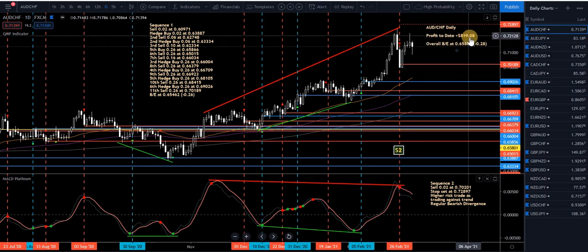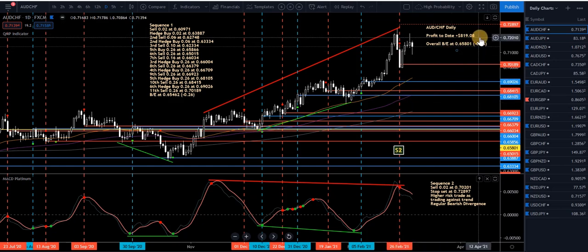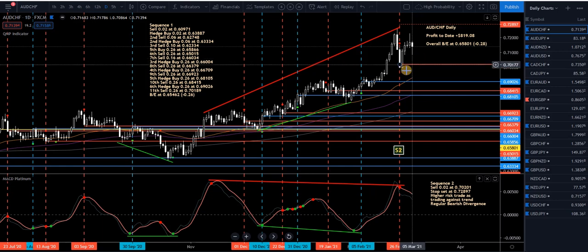You see profit to date, $819. That's since I started trading this pair, and my base lot is 0.02 lot, which is 20 cents a pip. So 819 is my total profit on this pair. It's not a pair I particularly like trading, but we're plodding along. I've got to clear this old sequence.